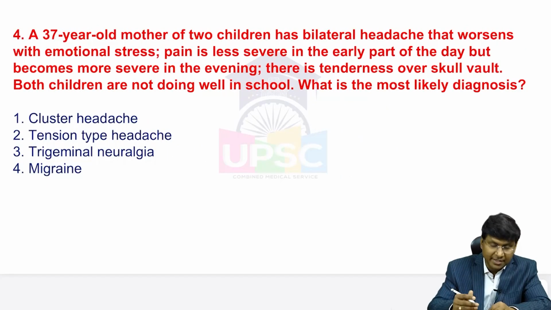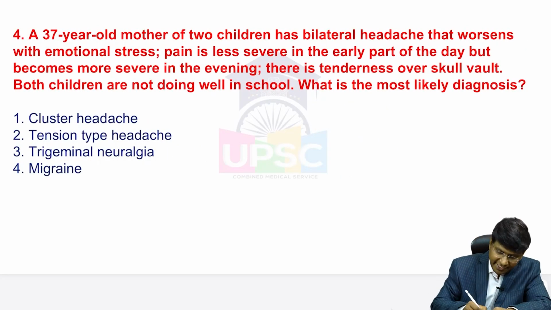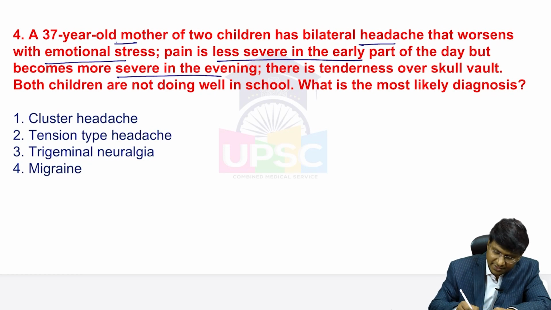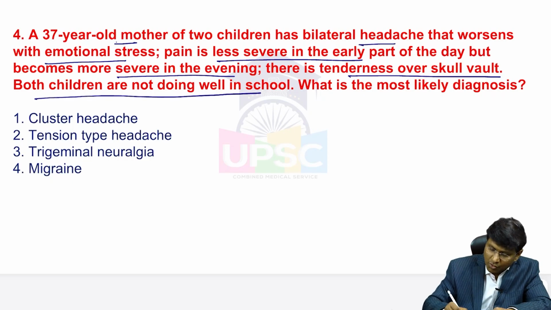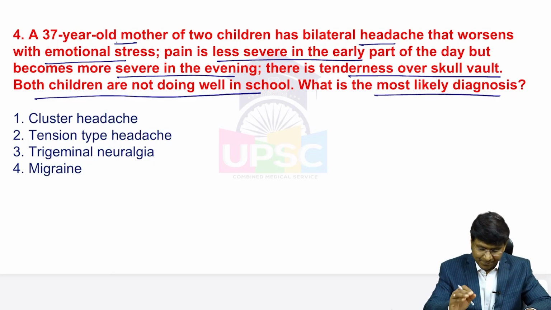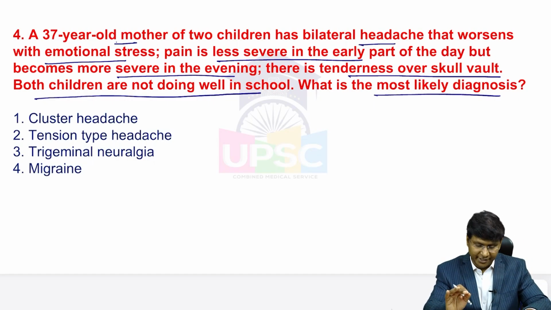This question is related to the topic of headache. A 47-year-old mother of 2 children has bilateral headache that worsens with emotional stress. Pain is less severe in the early part of the day but becomes more severe in the evening. There is tenderness over the skull vault. Both children are not doing well in school. What is the most likely diagnosis in the mother? The options are cluster headache, tension headache, trigeminal neuralgia and migraine.